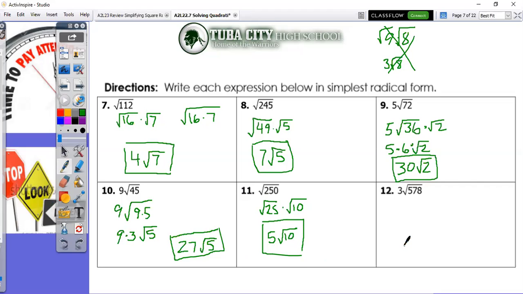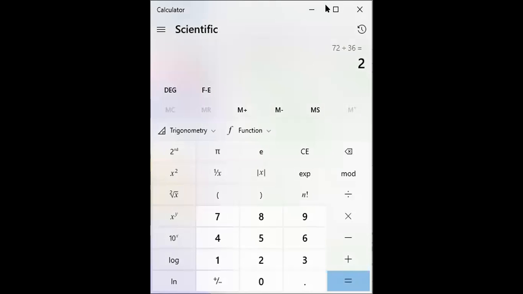All right, number 12, last one for this page. 578, what can we do with that? So I'm gonna go ahead and go back over to the calculator. And I need two numbers that'll multiply to 578. This would be a lot easier if you had the list of perfect square numbers. We could try dividing it by 2, and that becomes 289. 2 times 289.